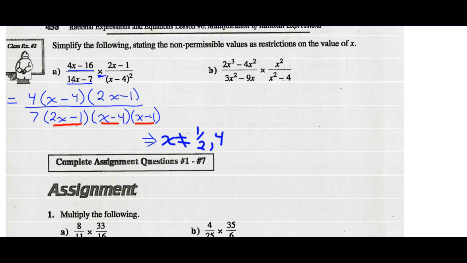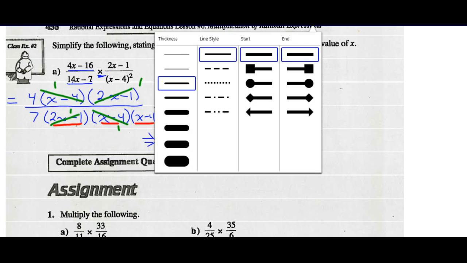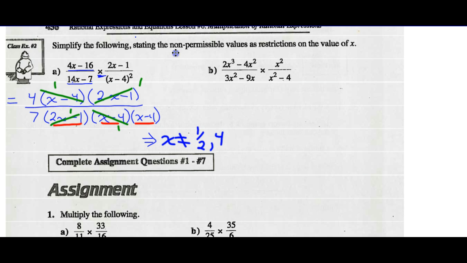Now I want to go ahead and reduce any numerator with any denominator. So x minus 4 and either one of these, not both of them, but one of them can be reduced. So they reduce down to 1. 2x minus 1 divided by 2x minus 1 is also 1. So I am completely finished reducing common factors in my numerator and denominator.